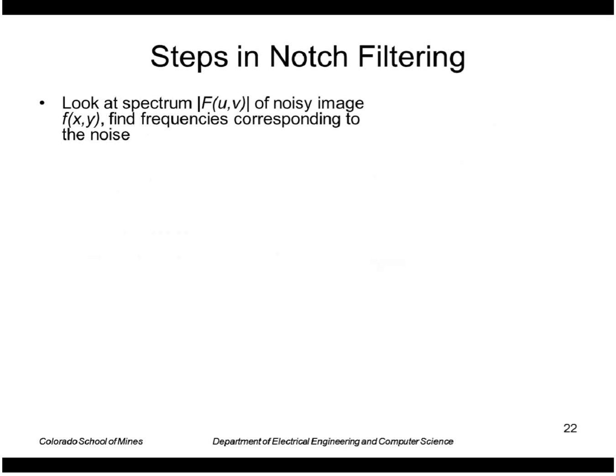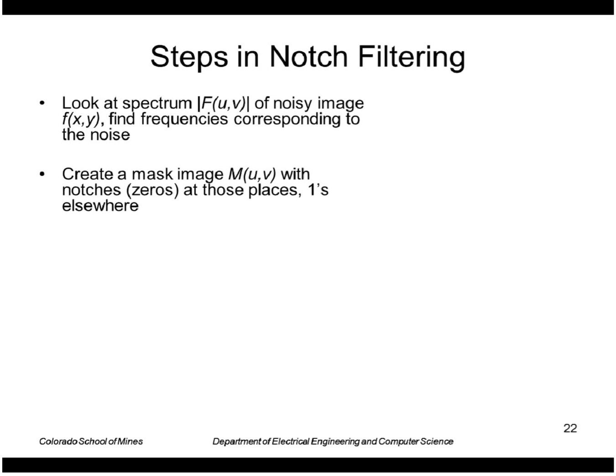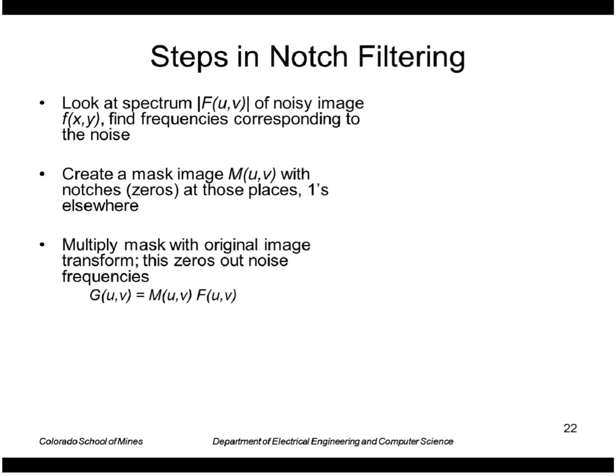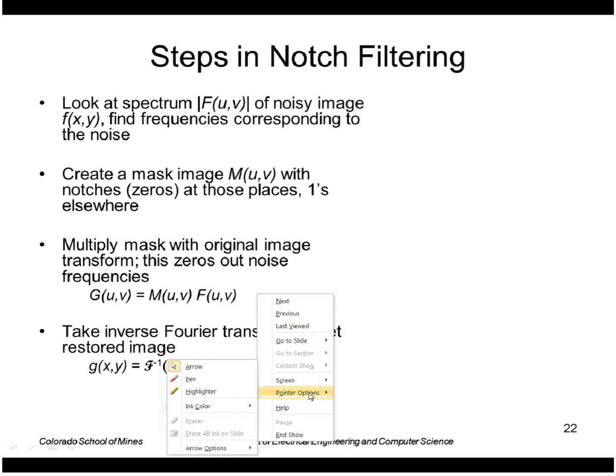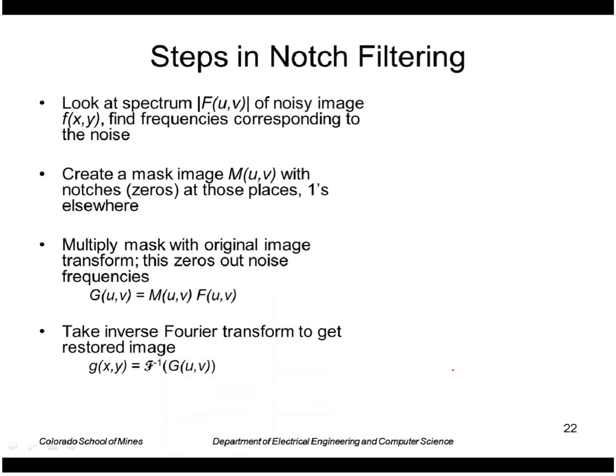So what we'll do is look at the spectrum of the noisy image, find those frequencies, create a mask image with zeros in those places, multiply that mask with the original to zero out those frequencies, and then take the inverse transform. So pictorially that would look like this.